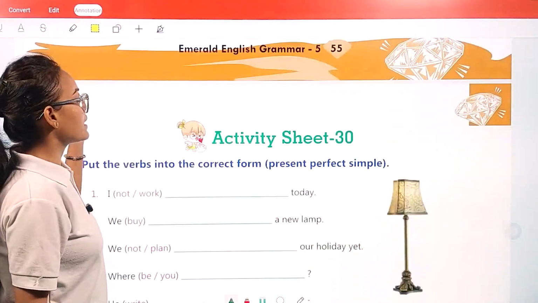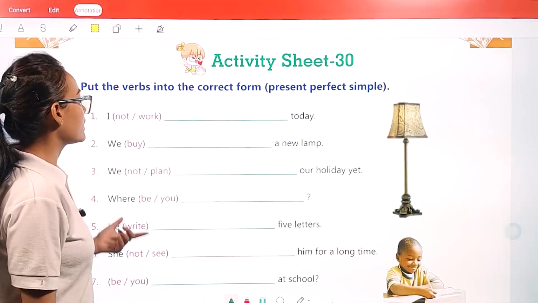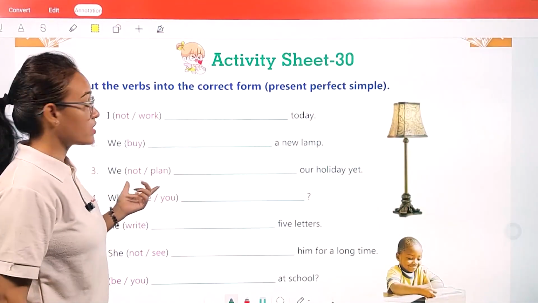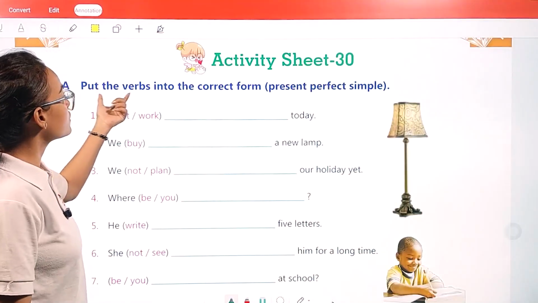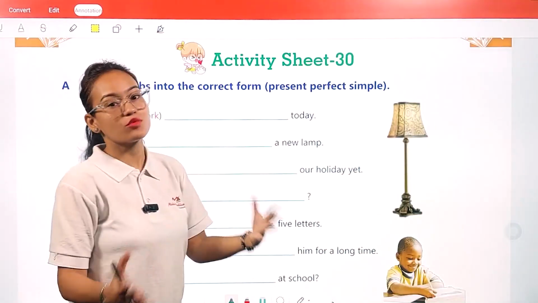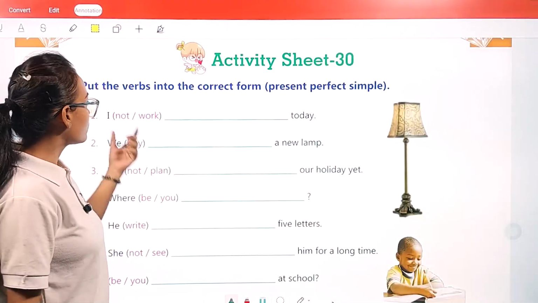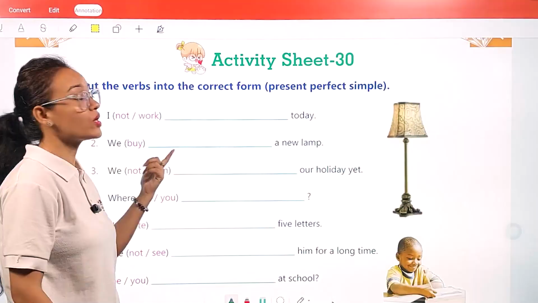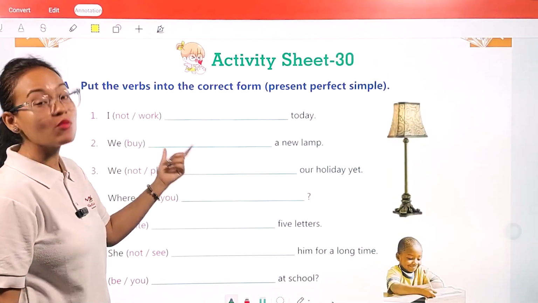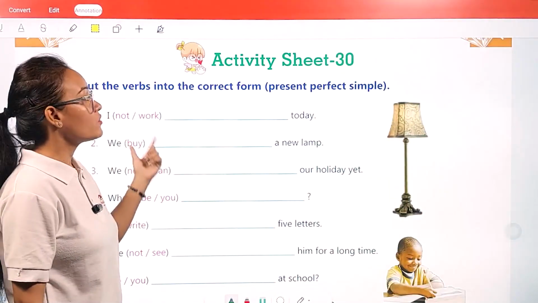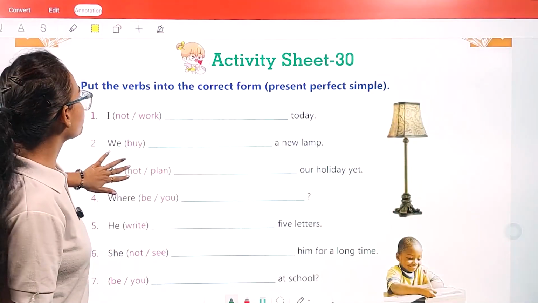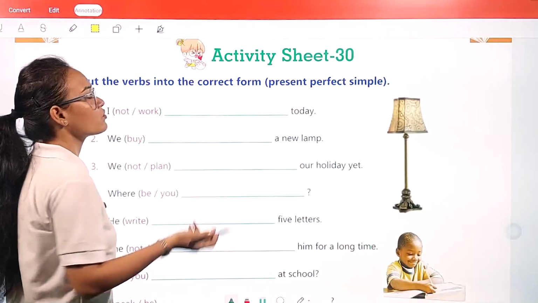Now we are going to complete our activity sheet number 30. Here, my dear students, what we have to do is put the verbs into the correct form, present perfect simple. The verb words which are written in pink under the brackets, we are going to write them in the correct form. And what is that correct form? We are going to write them in present perfect simple. So the first one is, I not work today.